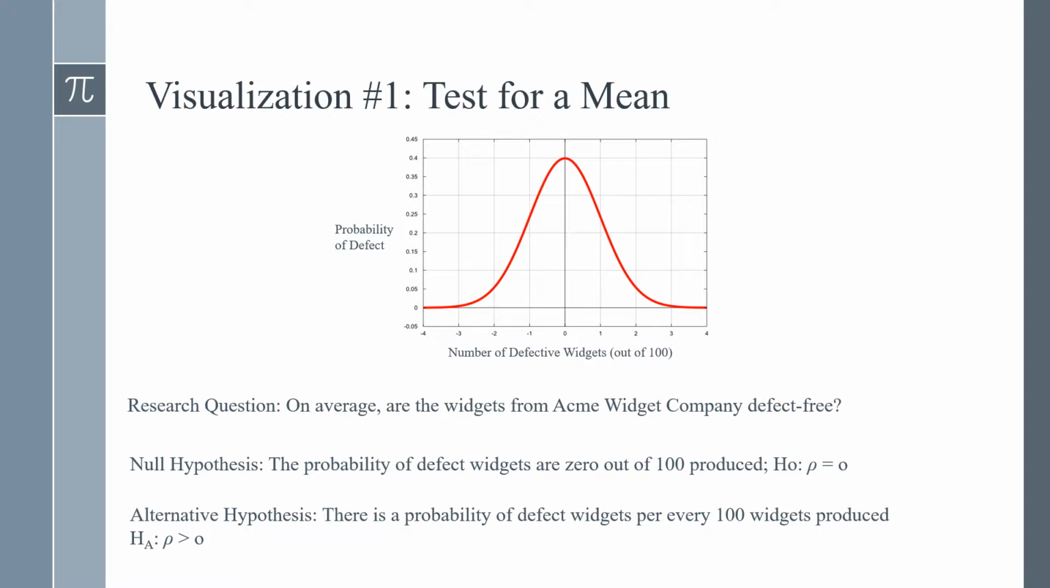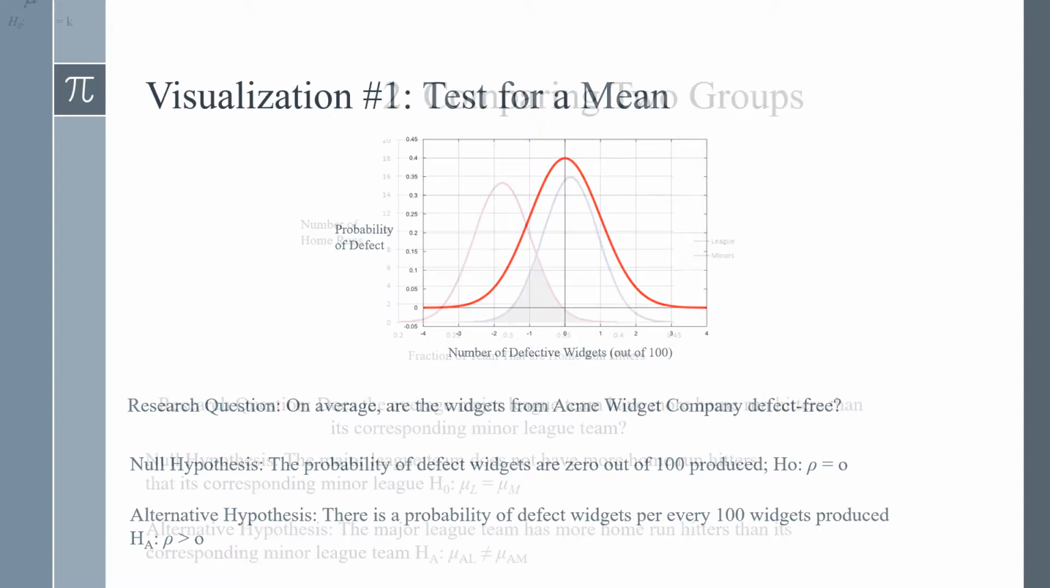Per the bell curve, we can see that at 0, we have a 40% chance probability of defective widgets. Therefore, we reject the null hypothesis and take the alternative hypothesis.